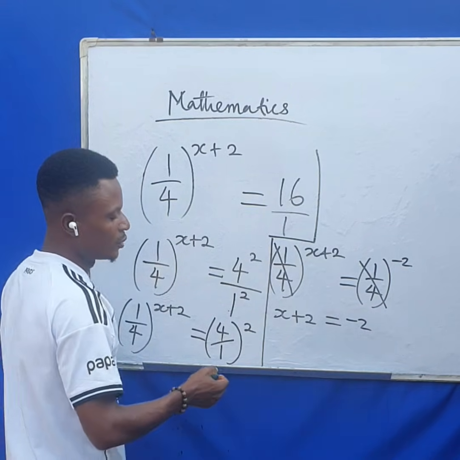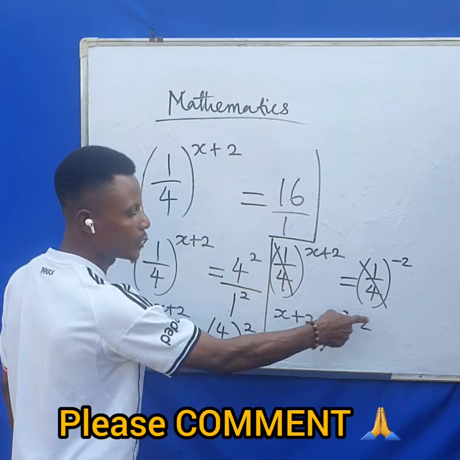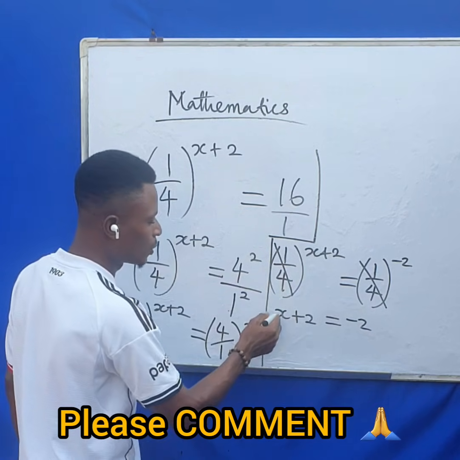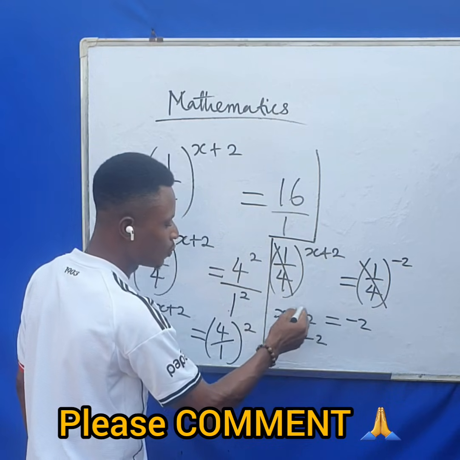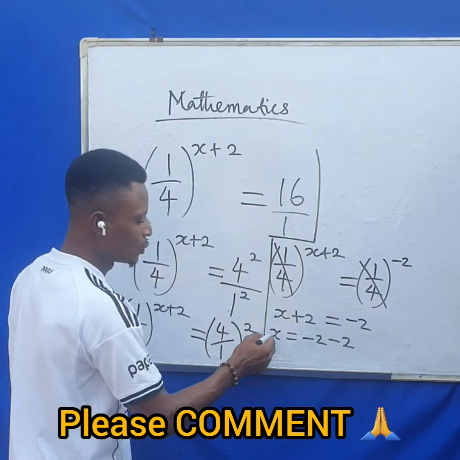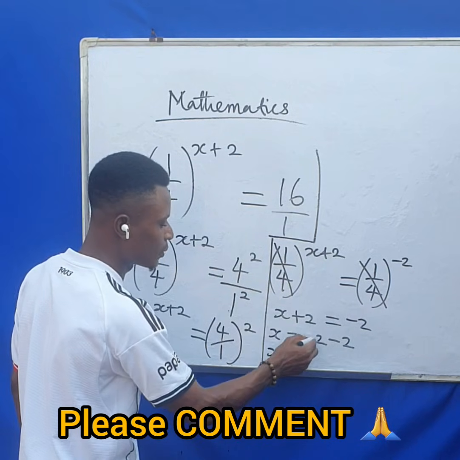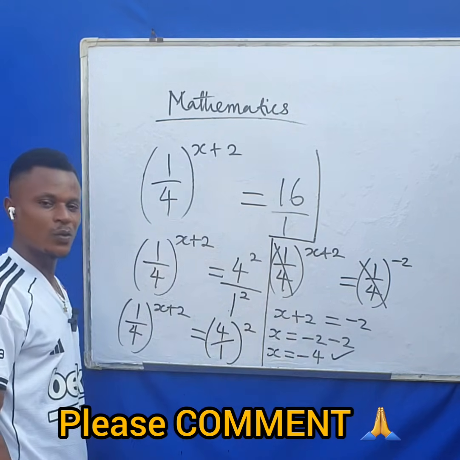You understand? Next thing to do is to collect like terms. We are going to move this 2 to this side of the equation. We are going to be left with x equal to negative 2. When this one crosses to this side, it changes to negative 2 as well. So we are going to have x equal to minus 2 minus 2, which gives us minus 4. And this is the answer to this question.